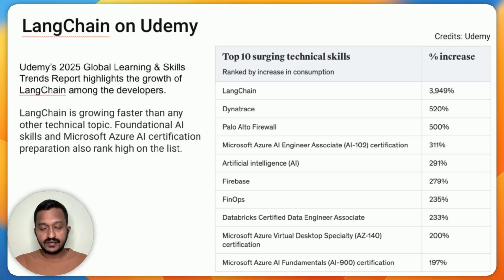And I was recently searching for some reports around LangChain, and this is what I found. Right, most of you know Udemy, and Udemy recently released their 2025 global learning and skills trends report. And as I can see, LangChain is the fastest growing technical skill topic under AI, right? As you can see, the growth rate is almost 4,000%, right? 3,949%. Very amazing to see that.